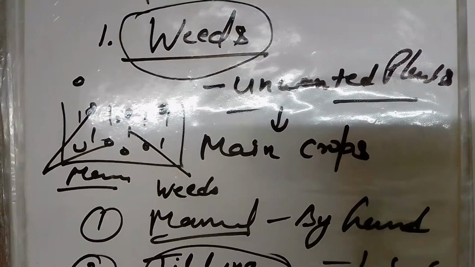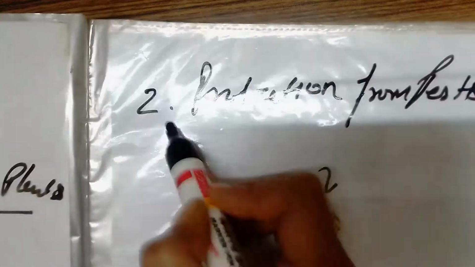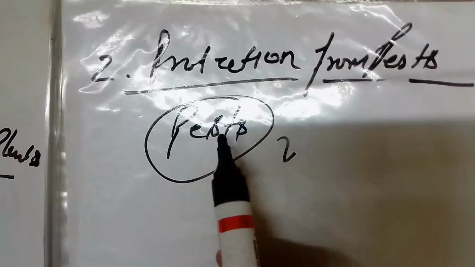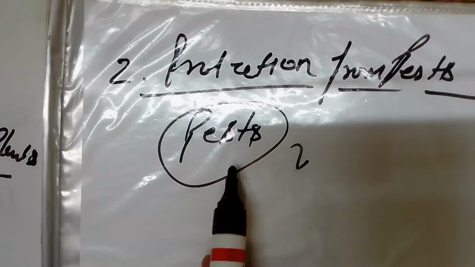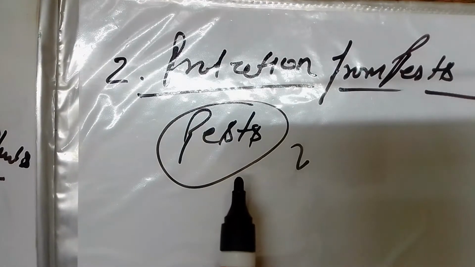Second one is the protection from the pests. I will discuss with you how we can get rid of the pests. First of all you should know what pests are. These are particular types of insects which attack and harm our crops. So they should be eradicated to get the maximum yield.